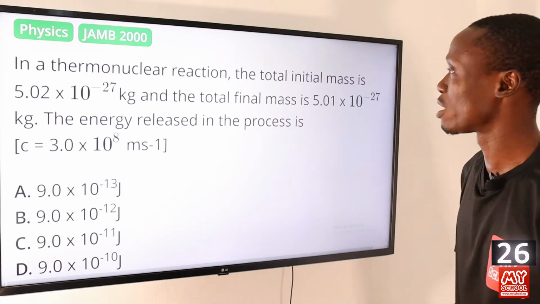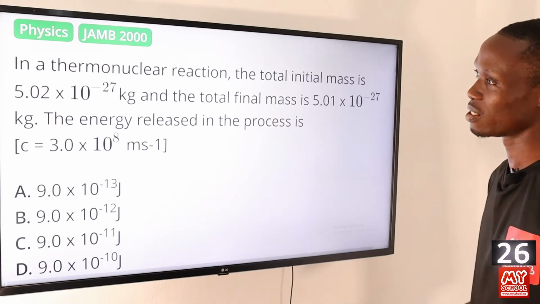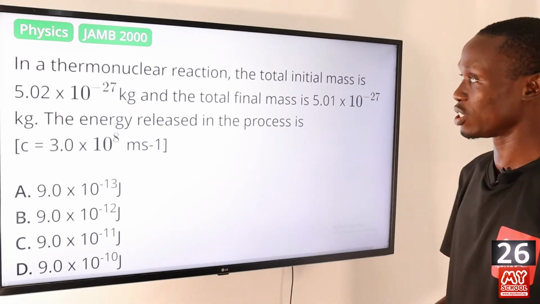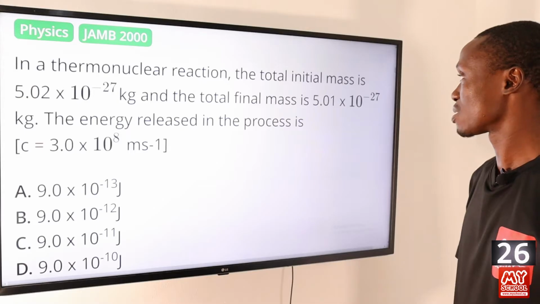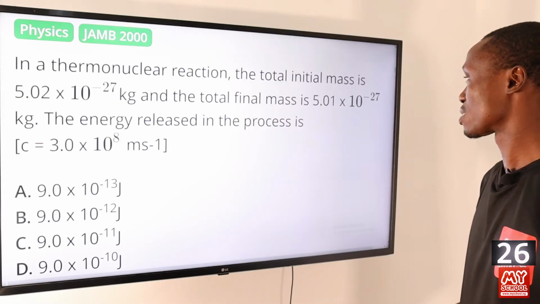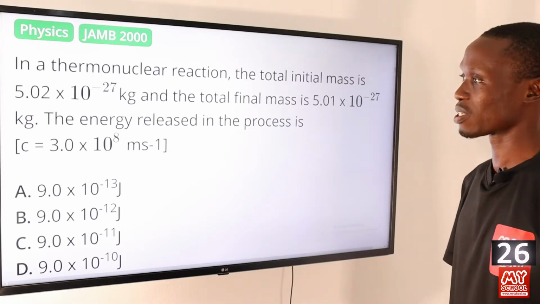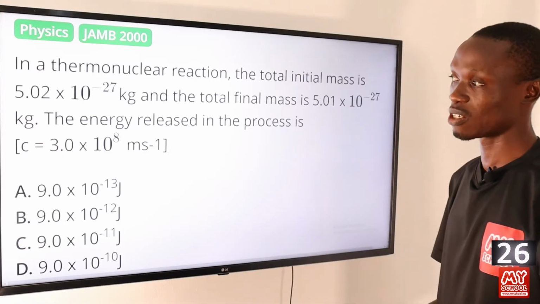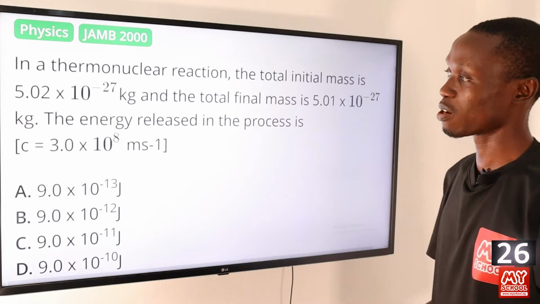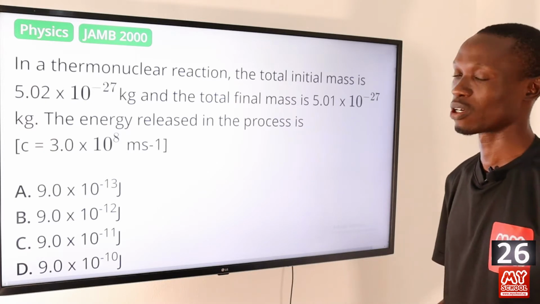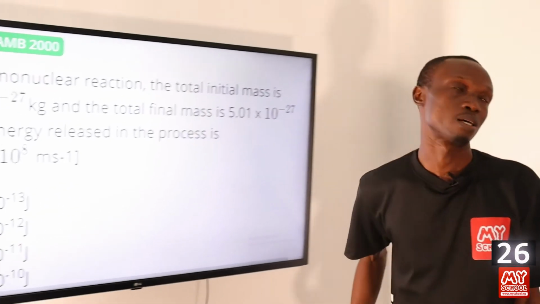In a thermonuclear reaction, the total initial mass is 5.02 times 10 raised to power minus 27 kg, and the total final mass is 5.01 times 10 raised to power minus 27 kg. The energy released in the process is, so we are asked to take C, which is speed, to be equal to 3.0 times 10 raised to power 8 meters per second. So let's move to the board to provide the answer to this question.